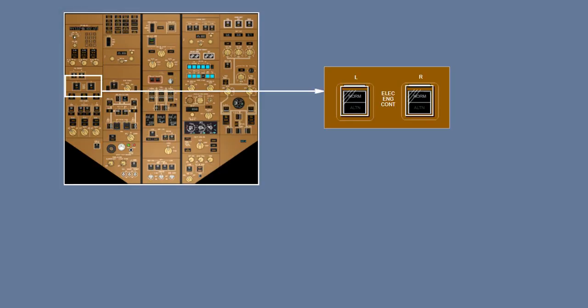Each EEC switch is usually guarded in the normal position. The norm light is on and the alt light is off. You will check these switches on your pre-flight and normally have no other interaction with the EEC.